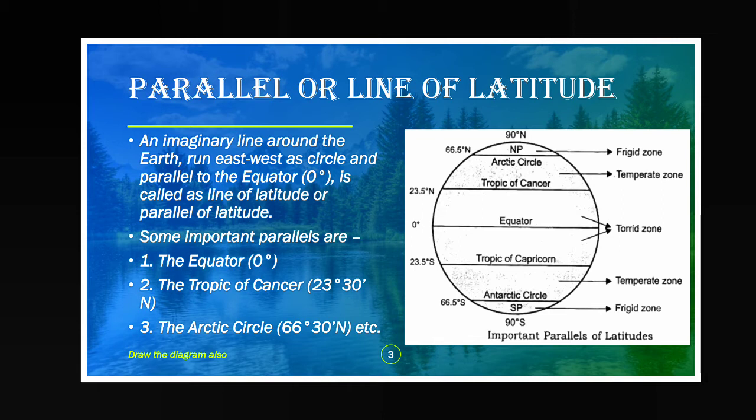So here you have to draw the diagram also on the right hand side. You have to write down the heading first with a different pen. It is better to write the heading with a black pen and then the answer with a blue pen, then draw the diagram on the right hand side with a pencil.